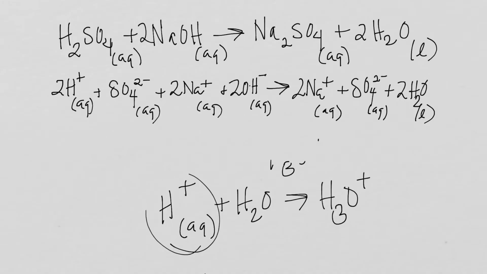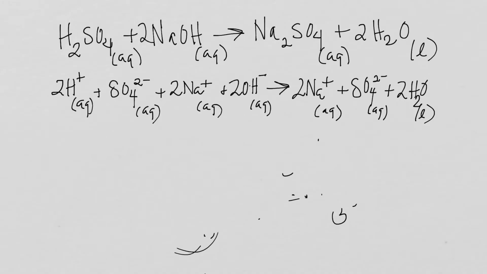So what we need to do is we need to correct for that, because aqueous hydrogen ions don't actually exist. So I'm going to go back through, now that I've written my whole ionic equation, and I'm going to take anywhere where I see hydrogen ions, I'm going to turn them into hydronium ions. So here I have 2 hydrogen ions, so I'm going to change them into 2 hydronium ions.